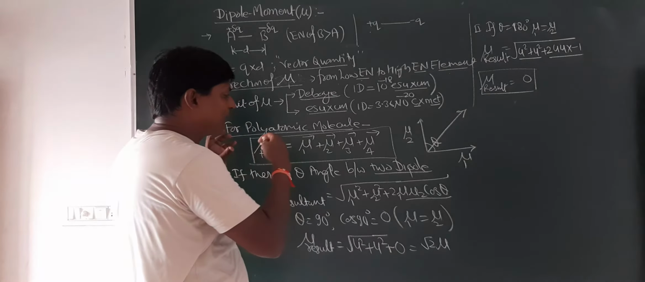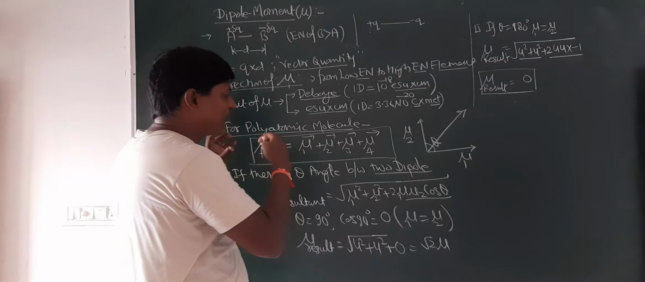So the charge should be equal and identical. Since there are 2 minus charge, there should be a plus 2 unit charge over the carbon atom. The direction of dipole will be from carbon to oxygen, and this will again be from carbon to oxygen. This is mu1 and this is mu2. Since both are equal and opposite and this is a polyatomic molecule, mu resultant or mu net will be mu1 vector plus mu2 vector.